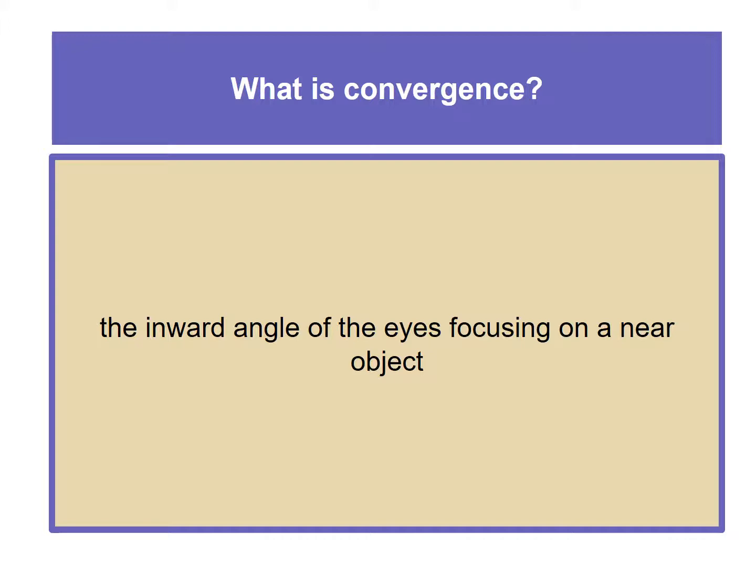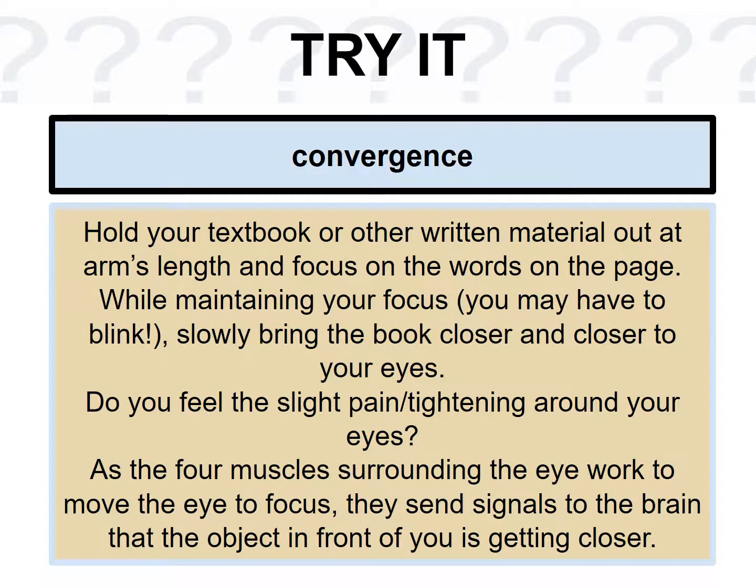That's because of convergence. All right, so hold your textbook or other written material out at arm's length and focus on the words on the page. While maintaining your focus, you may have to blink. Slowly bring the book or page closer and closer to your eyes. Do you feel slight pain or tightening around your eyes? As you probably did, as the 4 muscles surrounding the eye work to move the eye to focus, they send signals to the brain that the object in front of you is getting closer. Cool stuff.